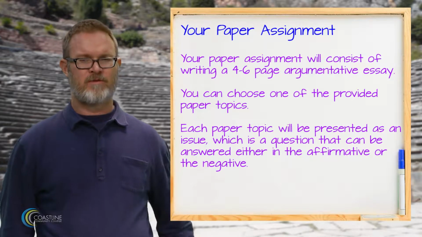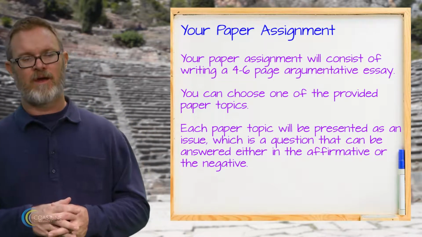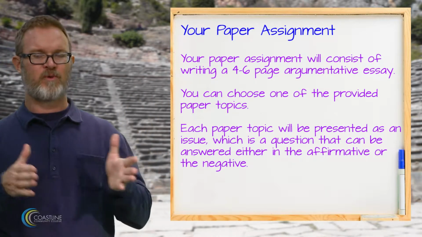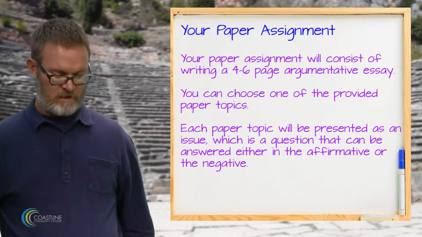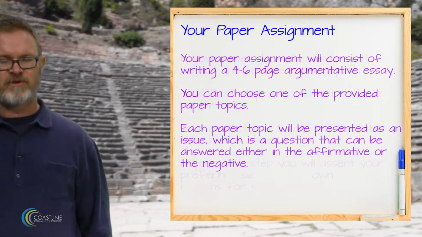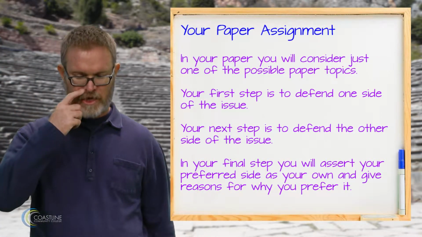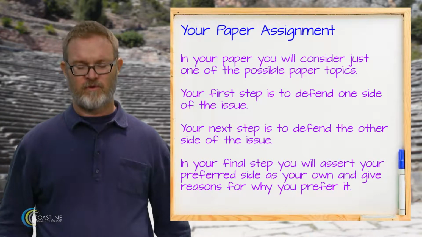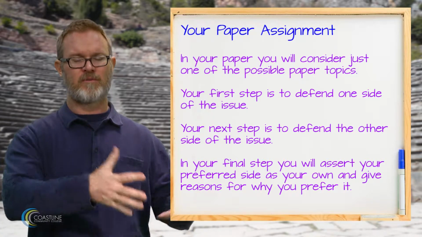And the structure of the paper works like this: it's a 3-part essay, and the whole essay will be 4 to 6 pages. So each part will be roughly a third of that, so maybe a page and a half each. The first section of the paper is that you're going to consider an issue, and you're going to take one stance on the issue and defend it. So maybe it's the pro side, right? And you defend the pro side.